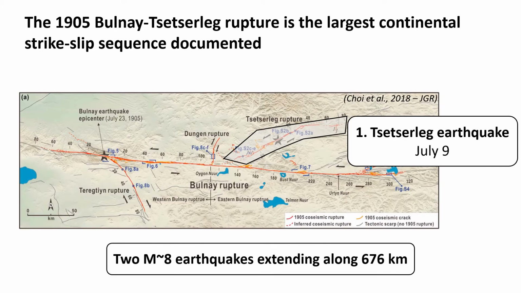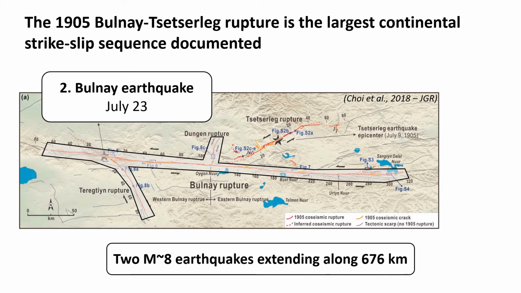The 1905 sequence was composed of 2 successive earthquakes. The magnitude was estimated around 8 for each of them. The first one happened on July 9th and propagated along the Tsetserleg fault, which is delimited on this rupture map by a gray overlay. This is a major synthetic branch located north of the main Bulnay fault.